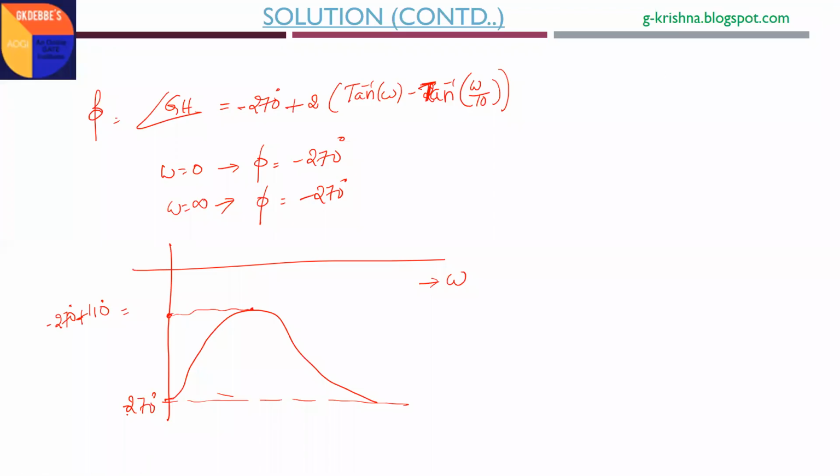What will this angle value be? It is minus 160 degrees. Then where will minus 180 degrees be? Below minus 160 only. Here only we will have minus 180. Therefore, how many times does this phase plot cut minus 180 degrees? It is 2 frequencies, or the phase crossover frequencies will be 2, let them be omega pc1, omega pc2.